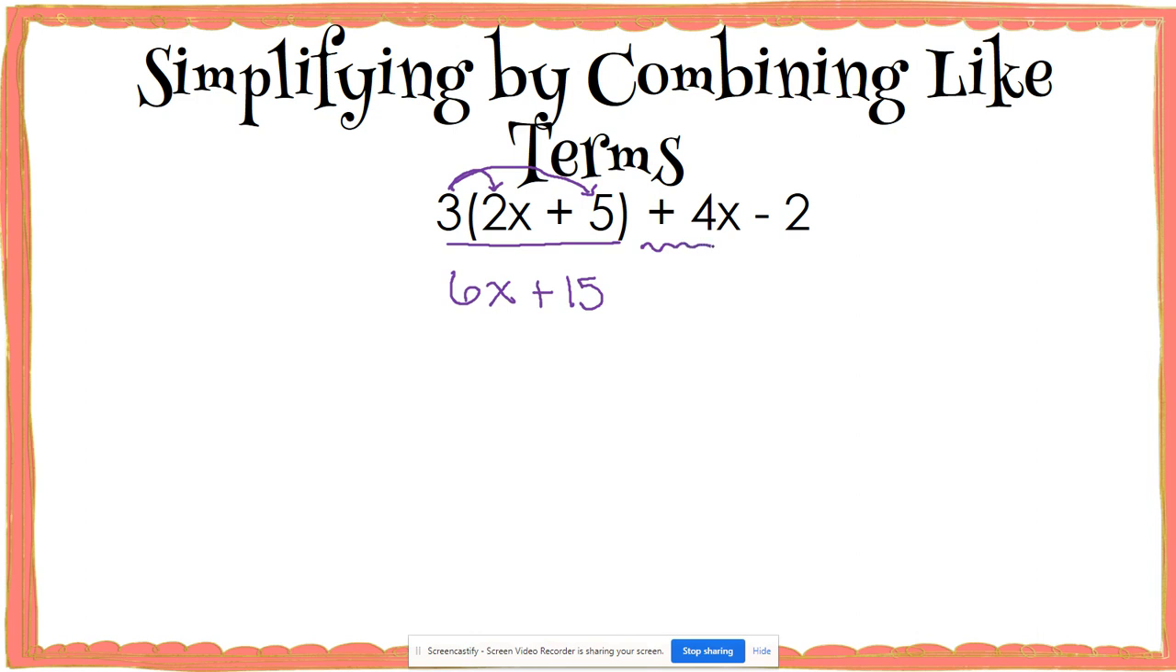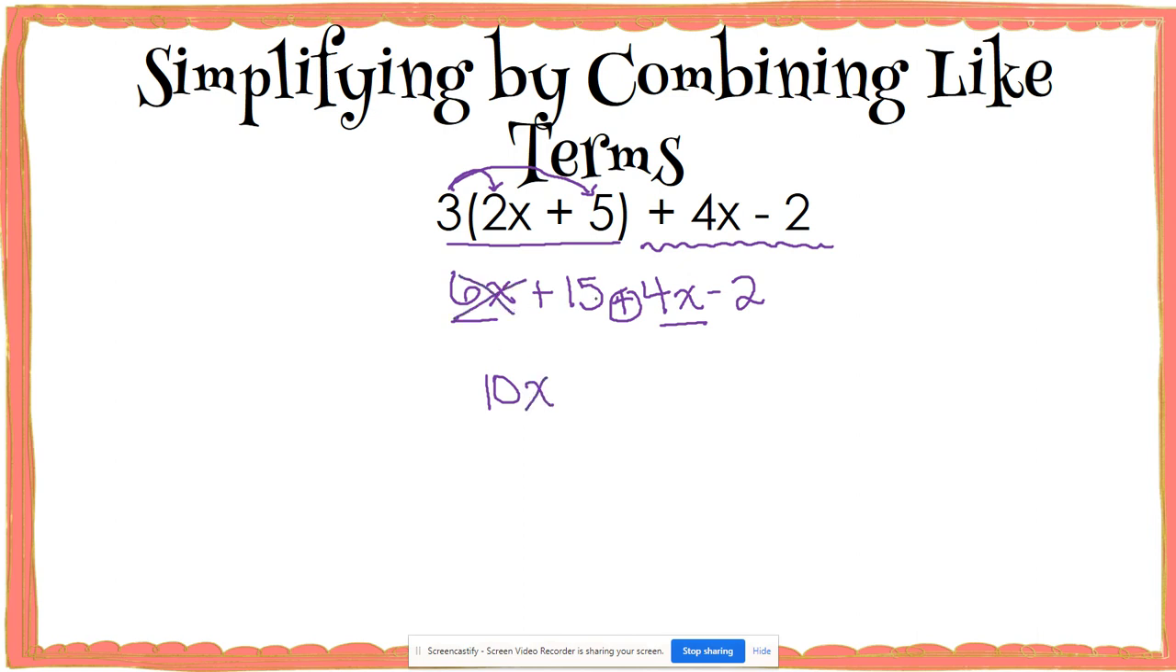But you'll notice that I still have plus 4x and minus 2 at the end of my expression, and I need to rewrite that. Now I need to check and see if there's anything that can be simplified, so I'm going to check for any like terms. I notice that I have 6x and 4x, and there's a plus sign that tells me to add. So 6x plus 4x gives me 10x.